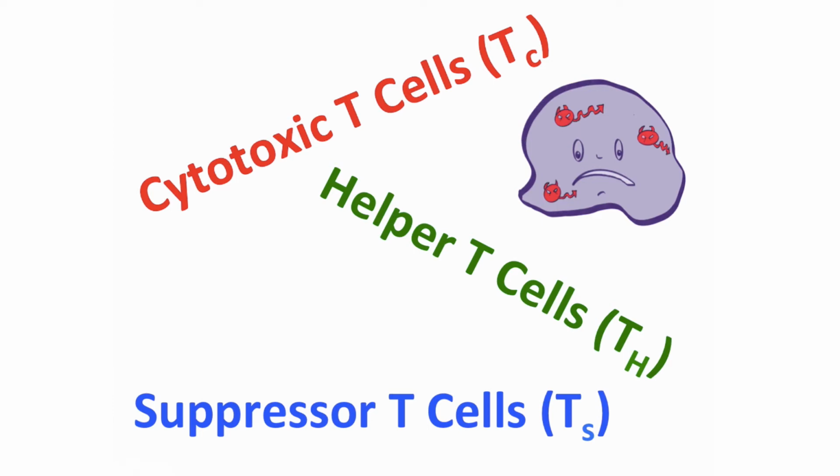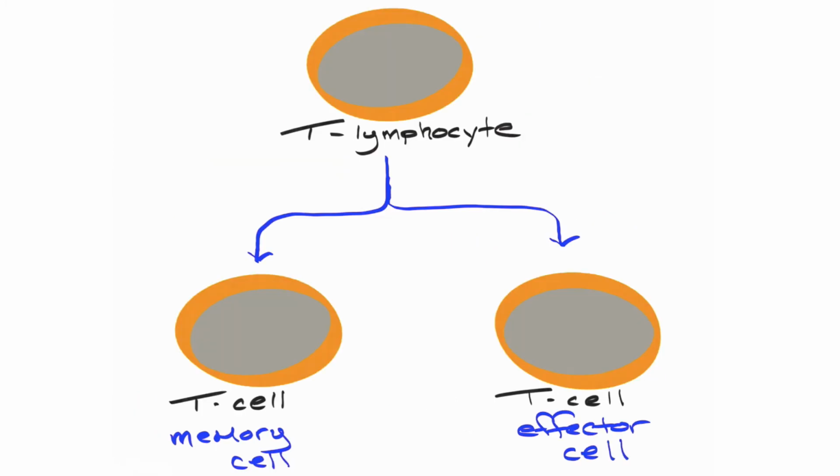T cells are going to divide, but T lymphocytes are going to divide into memory cells and effector cells. The effector T cells, let's just say they're the cytotoxic T cells, will kill the virus infected cells, whereas the memory cells will remain in the body for later exposure.